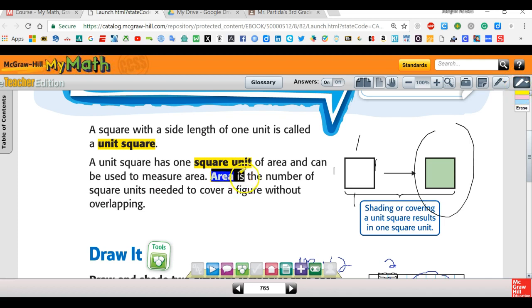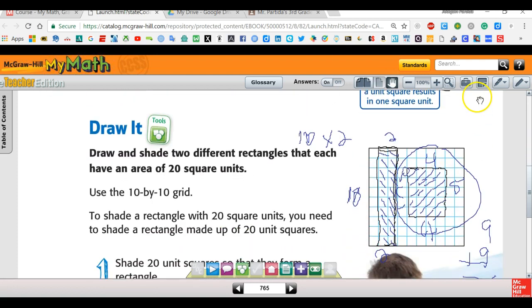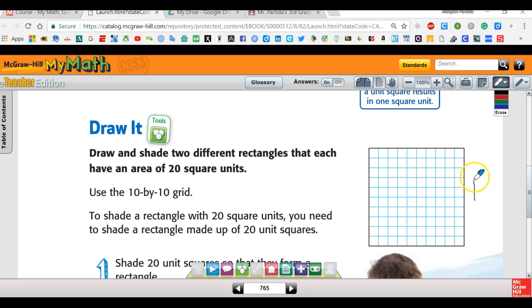Area is the number of square units needed to cover a figure without overlapping. That's what area is. So basically, the inside of a flat shape. Your lawn. When you cut the grass, that's the area of your lawn.